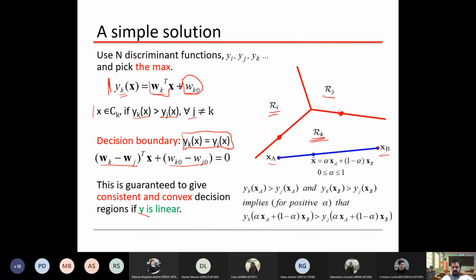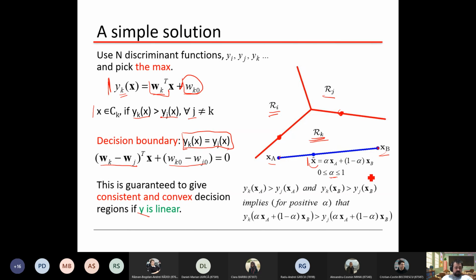Now, if we have this situation, it means that any point in between, x hat, which is an interpolation of the two points, alpha xa plus 1 minus alpha xb, where alpha is between 0 and 1, will have the same property: yk of x hat will be greater than any yj of x hat. So the evaluation for class K for this new point x hat will be greater than for any other class.